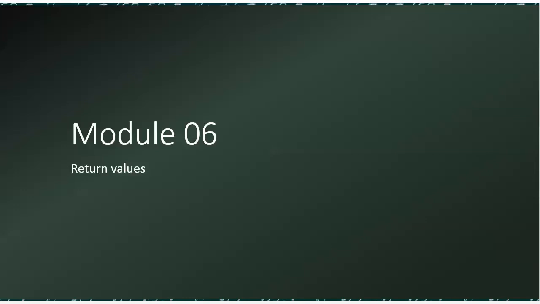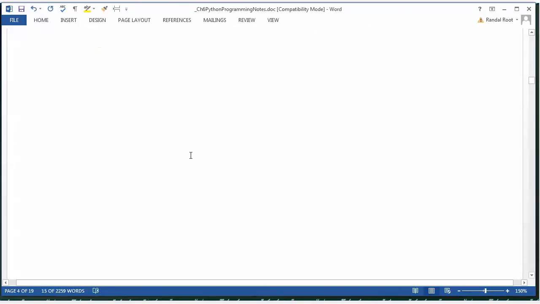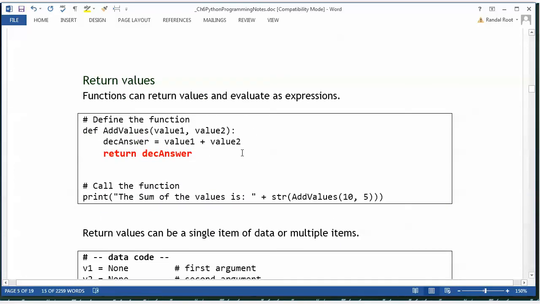Hello, in this video I want to talk about return values inside of functions. In the lab that we just did, we printed out some data inside of the function. And while that works, another way we could have done this, and perhaps a much better way, would be to go through and return a value. So the concept is you go through and you get your answer and then you return it from the function.